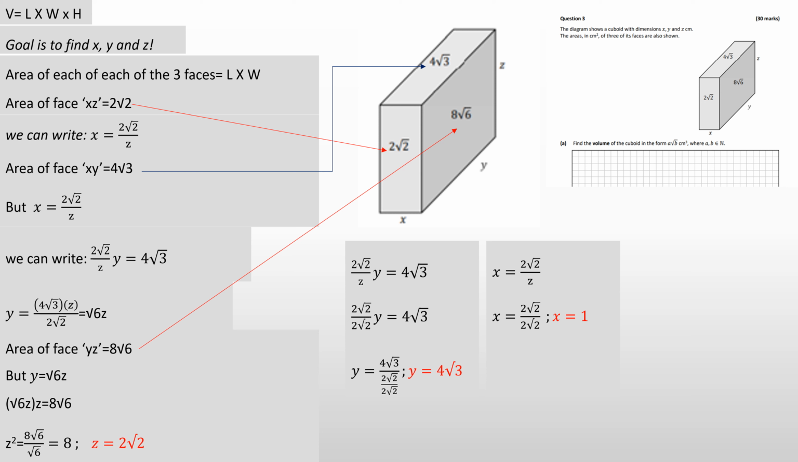So you can go back to the top where you were saying you want to get x, y, z, and you want to multiply them to get the length, the width, the height. You want to multiply that to get the volume. So you just do that. Volume equals x, y, z. So volume equals 1 times 4 root 3 times 2 root 2, which is 8 root 6. And don't forget to put the units, centimeter cubed. So that's part 1 done.